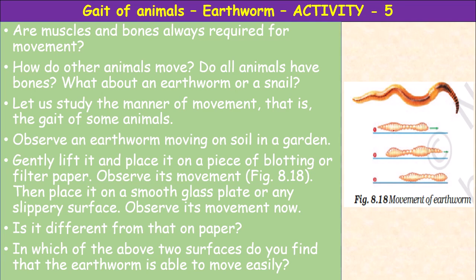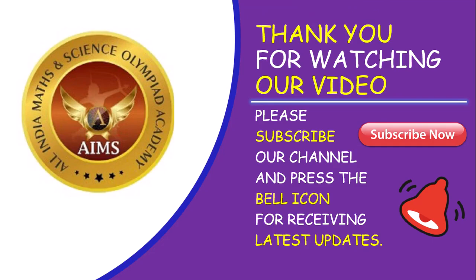See, it uses its muscles. There are no limbs in the earthworm. Okay, so these are the muscles which are contracting and relaxing. The skin of the earthworm helps to move forth. Okay, so this is the first position, 0. Now 1, 2. It has covered this much distance. Okay, the movement of earthworm. Okay, it is a crawling like movement.